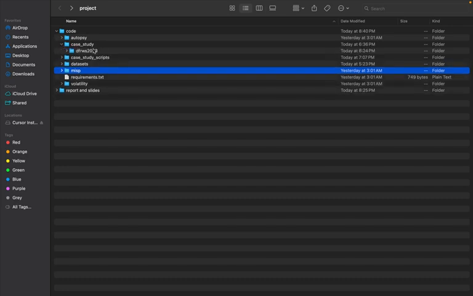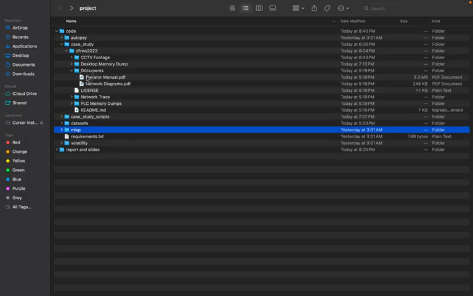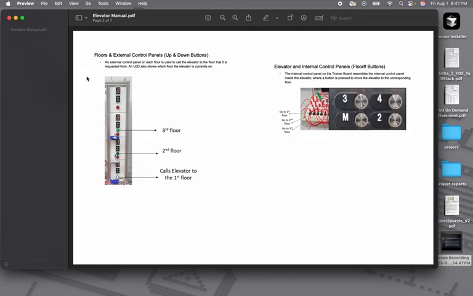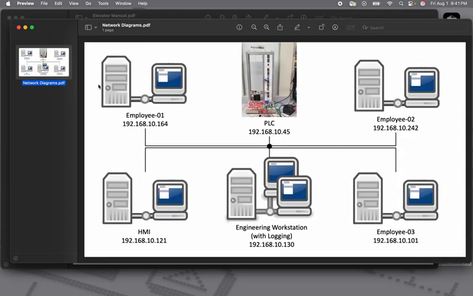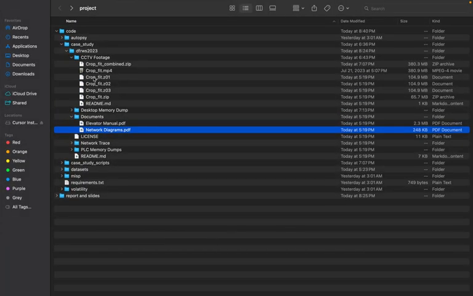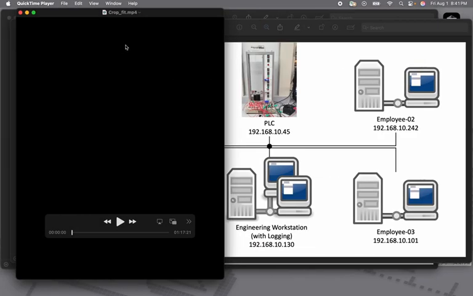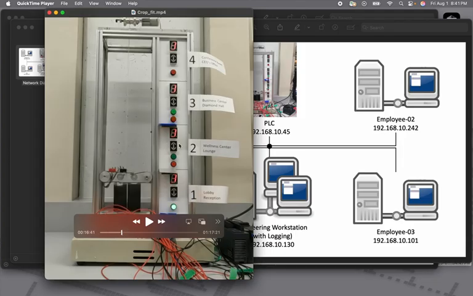This case study has the data set, which has a few components. The first one is the documents folder. It has a couple of documents showing the programming manual for the M221 PLC control logic, and the network topology diagrams of the target system. Then we have CCTV footage. Initially, we were provided with Z01, Z02, Z03 files, and we combined and inflated them to get our CCTV footage, which lasts over 1 hour and 17 minutes.